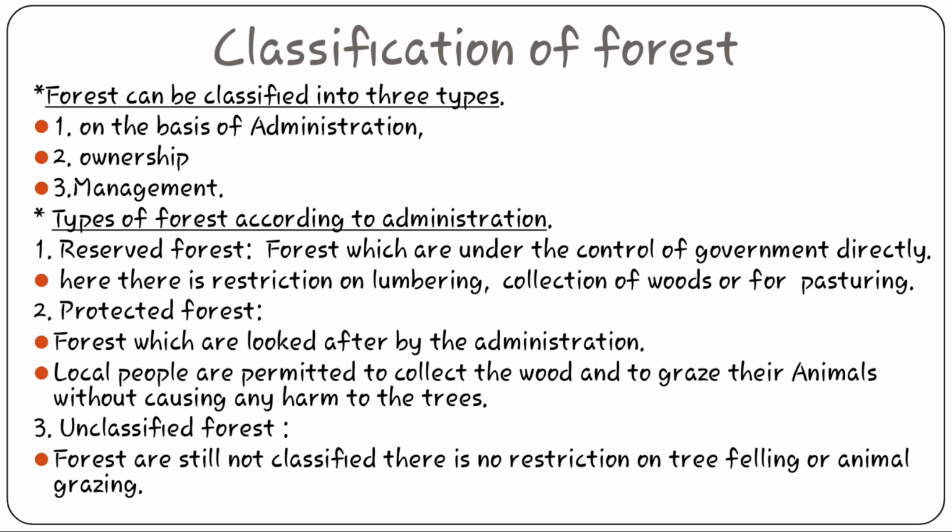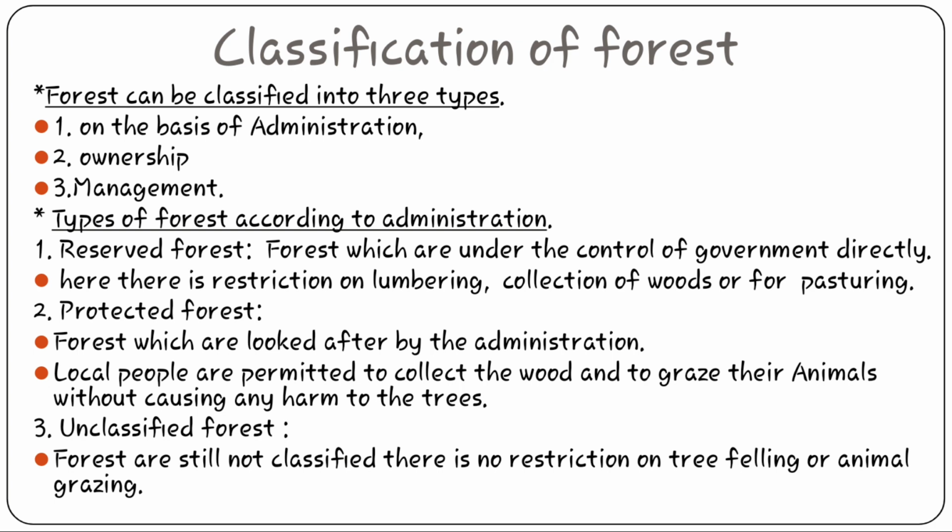Now, when we are dividing forest on the basis of administration, we are having 3 types of forest, that is reserved forest, protected forest and unclassified forest. Reserved forest, what do you mean by reserved forest? Underline, forest under the control of government directly. Here there is restriction on lumbering. Lumbering means cutting of trees, collection of wood or pasturing. Pasturing means grasslands used for grazing cattle.